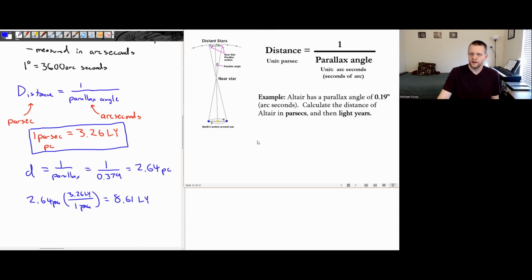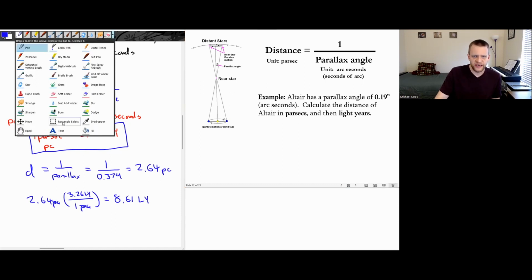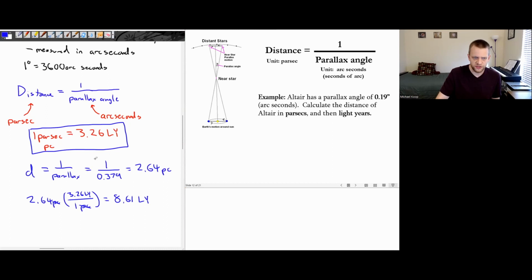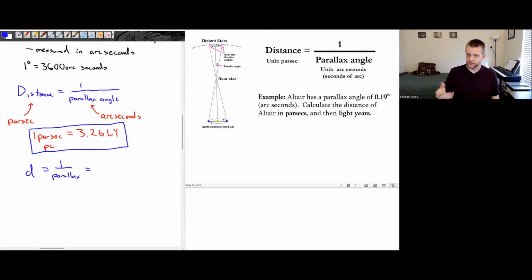Let's try one more. Altair has a parallax angle of 0.19 arc seconds. So the little double tick mark on there just does denote arc seconds. I want to again calculate the distance to Altair in parsecs and in light years. Oh, same kind of idea. If I have the parallax angle, in this case, it's 0.19 arc seconds, and I plug that in, 1 divided by 0.19, that gives me 5.26 parsecs.